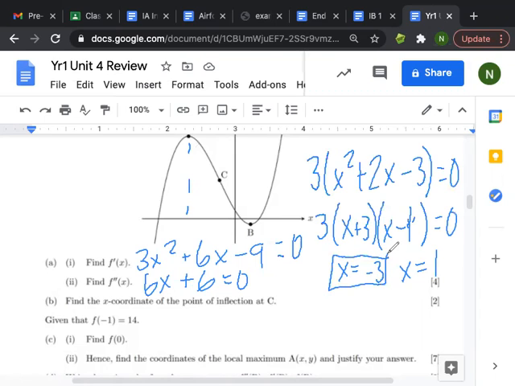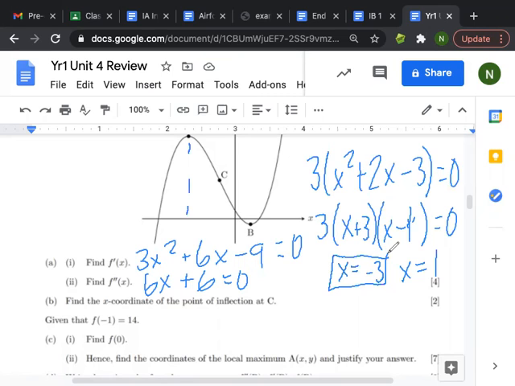But it says find the coordinates, so I have to find the y value. In order to do that, I plug it back into my original equation. So then we just plug it into 3x squared? Now you plug it back into your original equation, which is the x cubed, to find the y value. Oh, because it's of the graph.